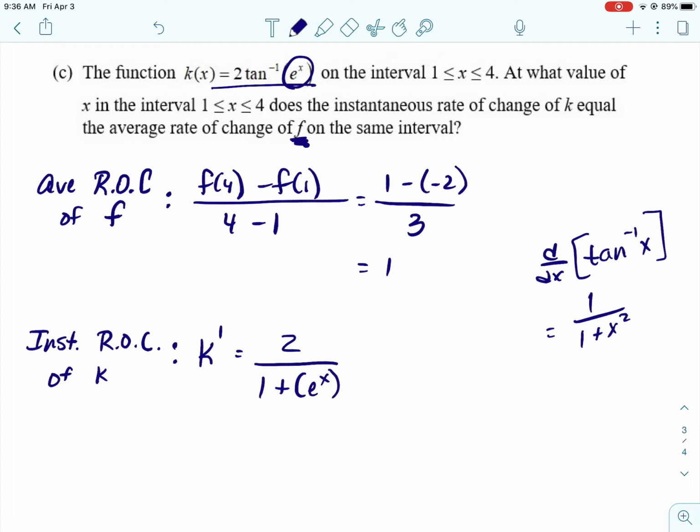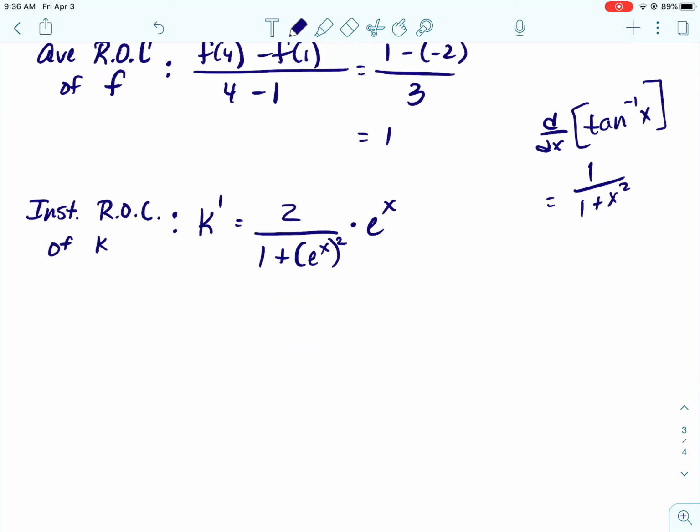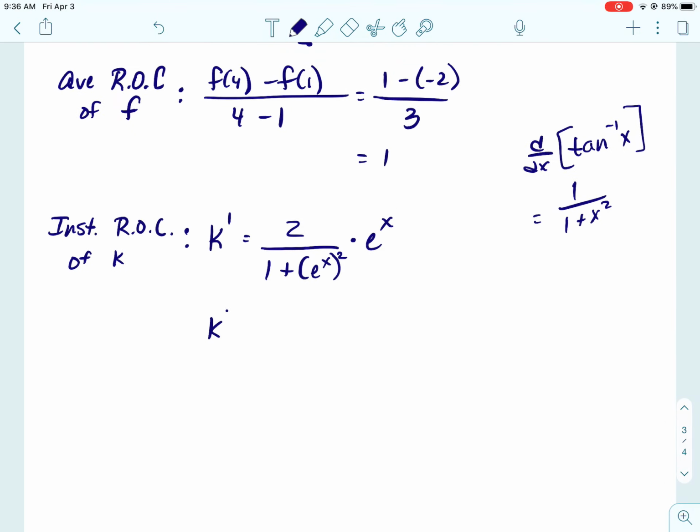So that 2 is just going to go on the top. We don't have to really worry too much with it. In the place of x squared, we have to put in our e to the x. And because this wasn't just x, it was a different expression using x, we have to multiply by the derivative of e to the x. And the derivative of e to the x is e to the x.